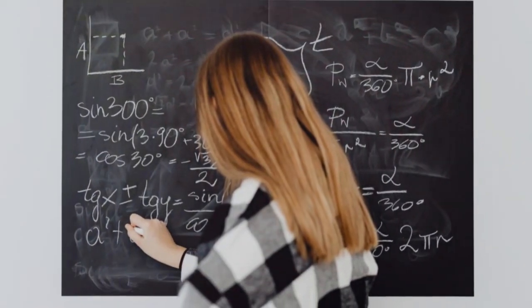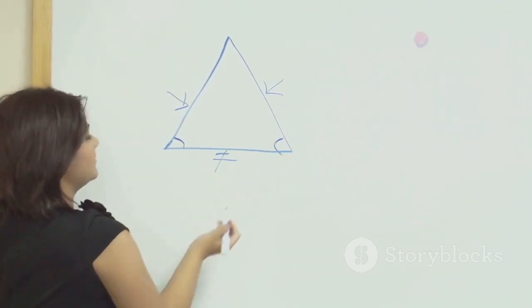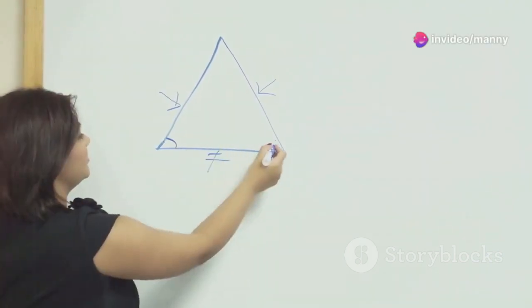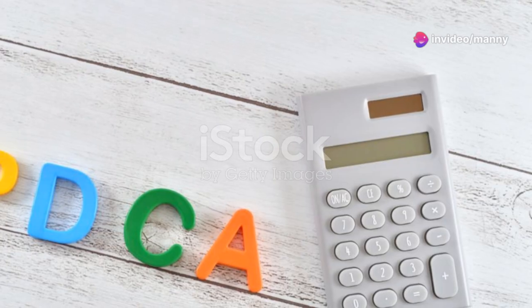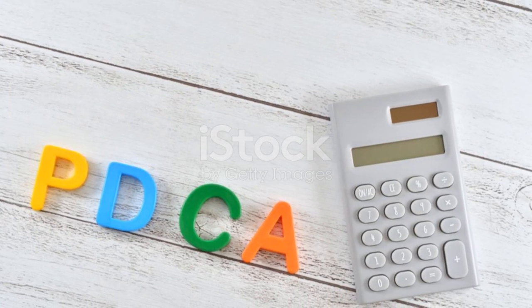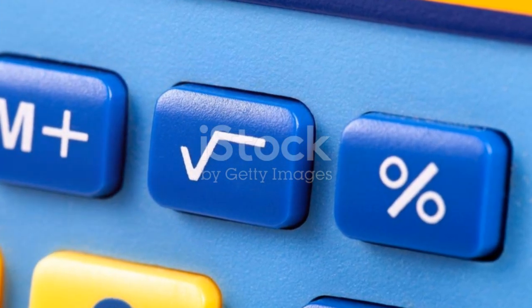Let's look at an example. Suppose we have a right triangle. Its base is 3 units and its height is 4 units. We can find the hypotenuse. We use the Pythagorean theorem. 3 squared plus 4 squared equals c squared. This gives us 9 plus 16 equals c squared. So, c squared equals 25. Taking the square root, we get c equals 5.